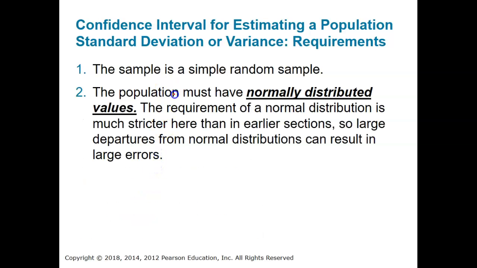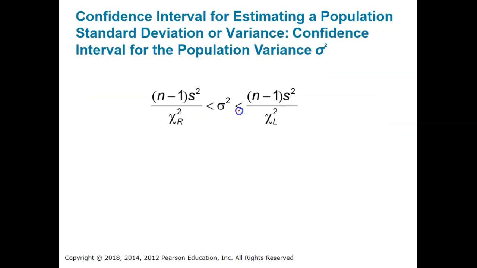Okay, so for our requirement check for this, we need to know that it's a simple random sample, and we also need to know that the population is normally distributed. So we don't have to do the n greater than 30 or any of that. We just need to know it's normally distributed.